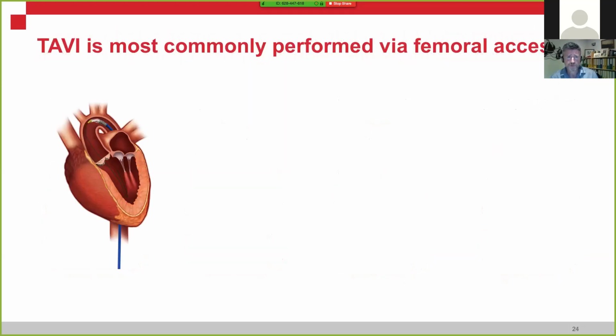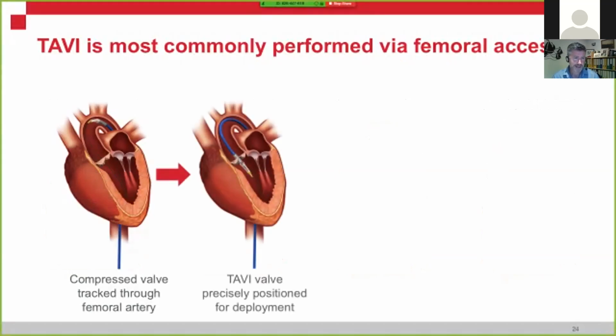So it's most commonly performed by femoral access. And just a quick guide as to what actually happens. The valve, on a relatively big catheter, certainly bigger than your standard angio catheters, is fed up through the femoral artery, so it accesses the arterial system to get into the left side of the heart. The compressed valve, on the end of the catheter tip, is tracked through the femoral artery. The valve is positioned over the native calcified stenotic aortic valve, and again they use X-ray and contrast to make sure it's absolutely in the right spot.